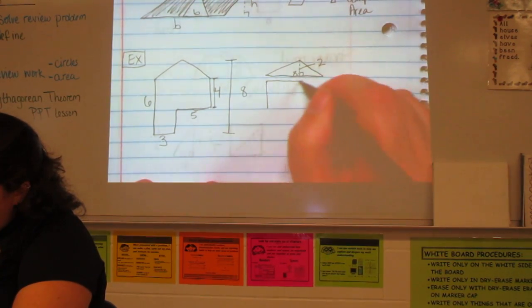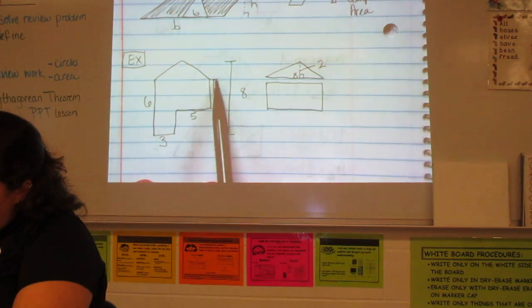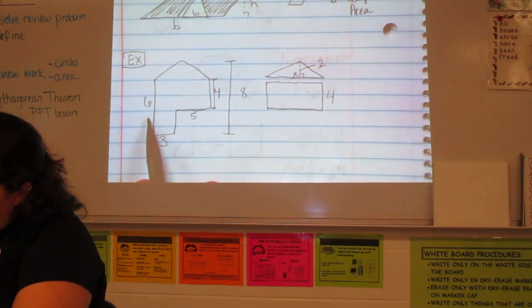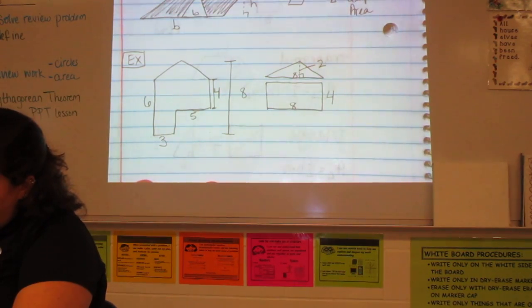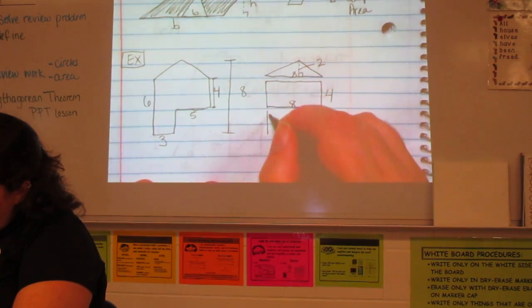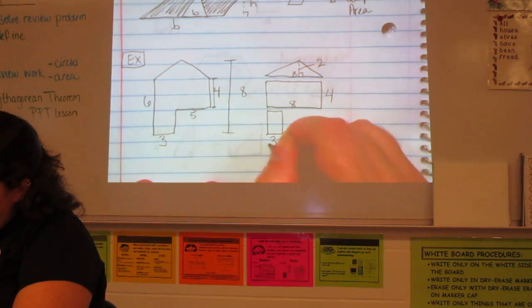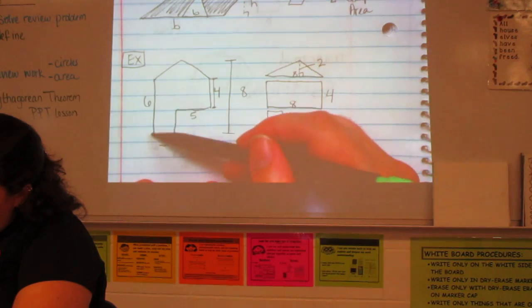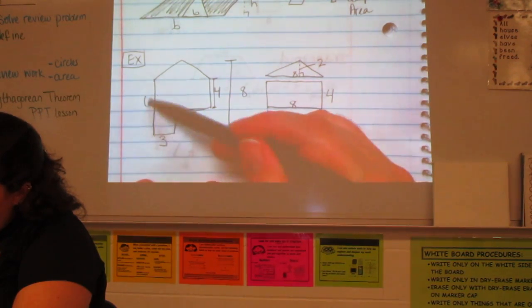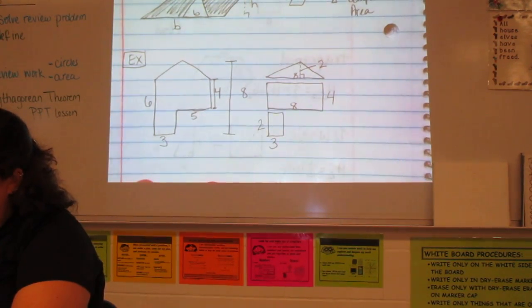Then I have this rectangle. I know the rectangle is 4 here, and it goes all the way across, so it's the same as the triangle's base. And then I'm left with this piece right here. Well, I know this part is 3. I know this part is 4 and this part is 6, so this leftover part is going to be 6 minus 4, which gives me 2.